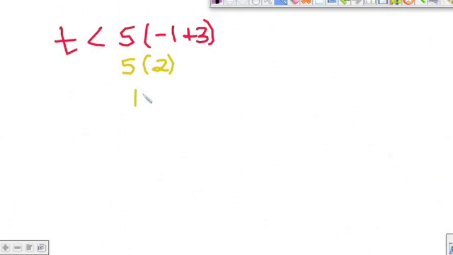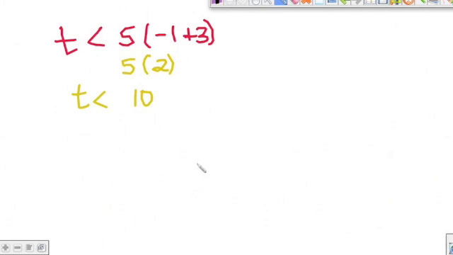So we have t less than 5 times the sum of -1 plus 3. Alright, so PEMDAS is going to tell us to solve the parentheses first. So I'm going to bring down my 5 times. -1 plus 3 is going to give me a +2. 5 times 2 is going to give me 10. Bringing down my inequality, bringing down my t.